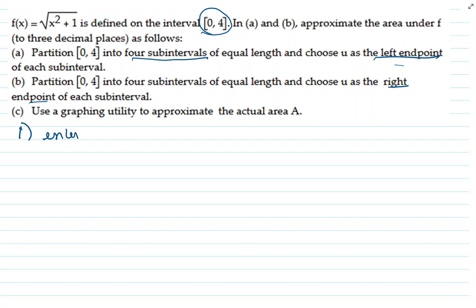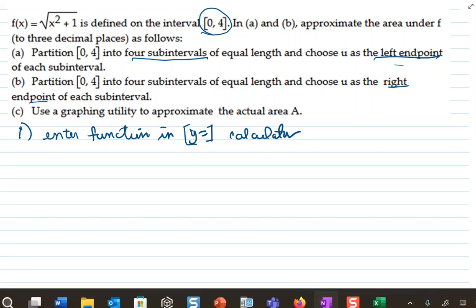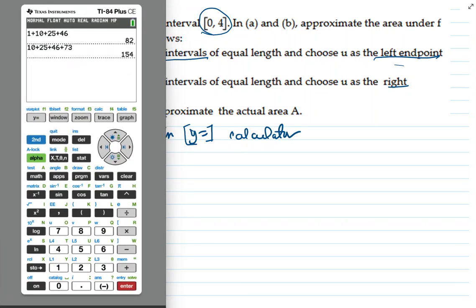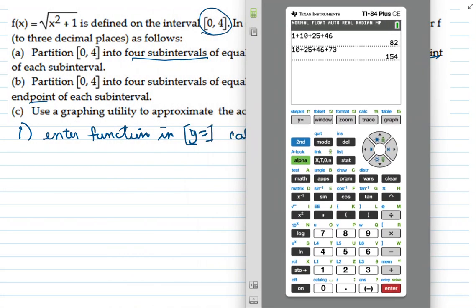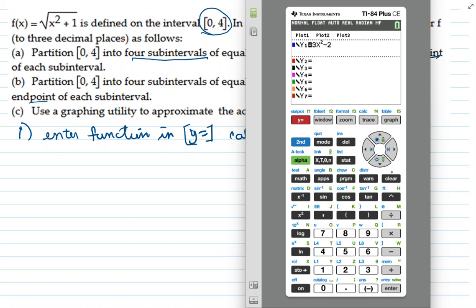enter the function in y equals on our calculator, because we have a radical. All right, here we go. I'm going to clear everything, go to my y equals, clear that, and do second square root of x squared plus 1.